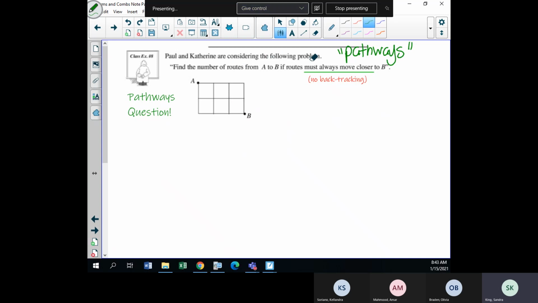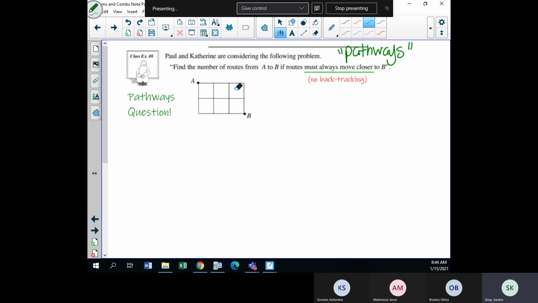Paul and Catherine are considering the following problem. Find the number of routes from A to B if you must always move closer to B. So imagine that a person is standing right here and they've got to walk to B. And they're like, how many different routes are possible?